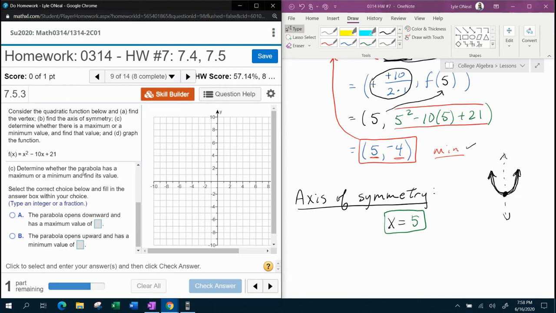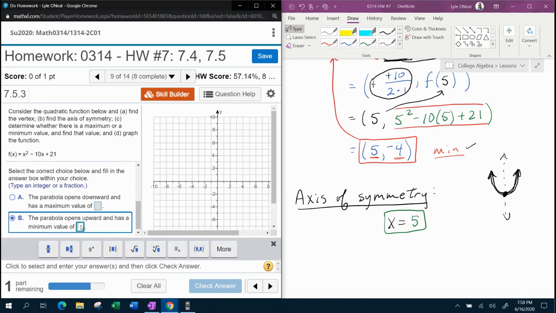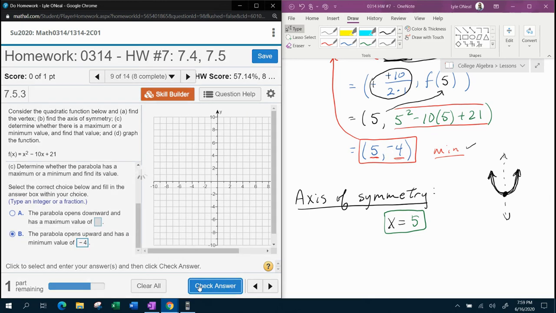Okay, it says determine whether the parabola has a maximum or a minimum. We already know that it has a minimum. So we're going to pick option B, minimum. And then it says has a minimum value of. Now that minimum value is going to be the y coordinate of the vertex. Okay? So the minimum occurs at 5, but it has a minimum of -4.